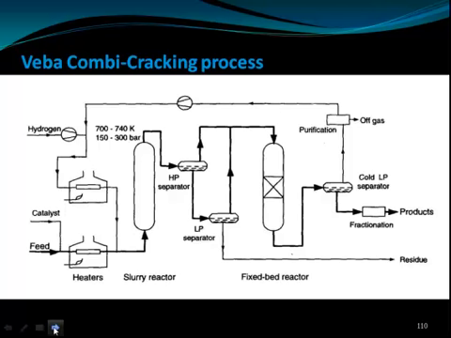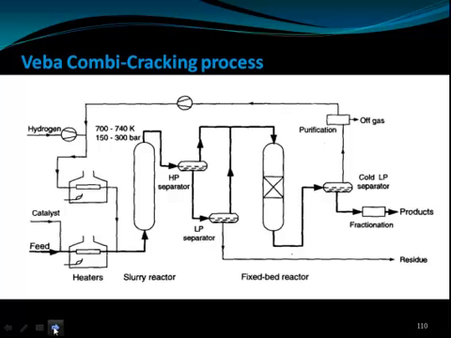So this is the Veba Combi Cracking process. Feed and the catalyst go to the heaters. They are sent to the slurry crackers. The slurry reactor is maintained around 700 to 740 Kelvin and at very high pressure of 150 to 300 bar. Then it is sent to the high pressure separator, where the product which is formed in the reactor will be separated.